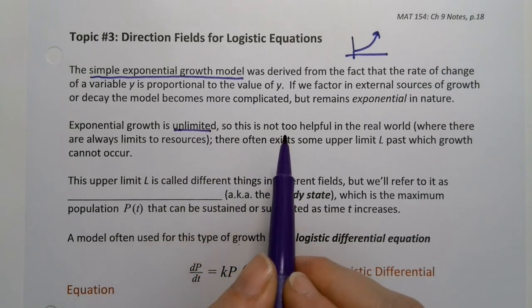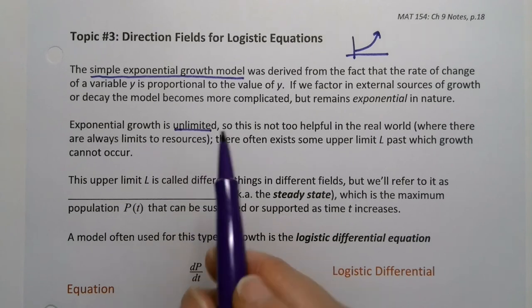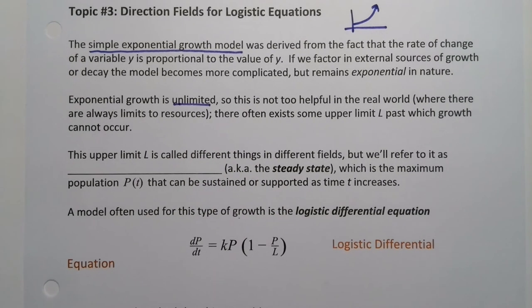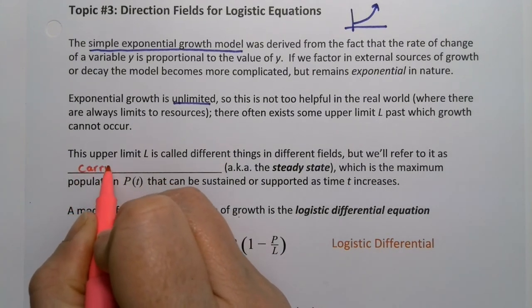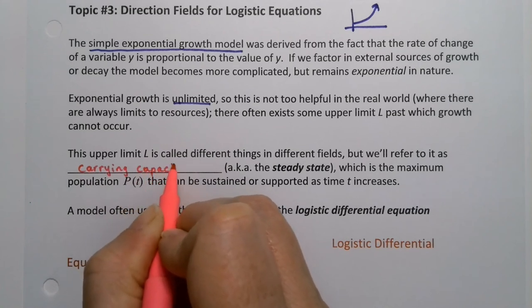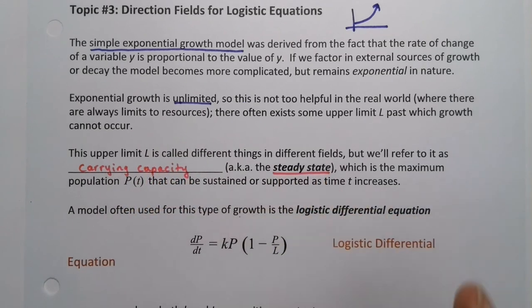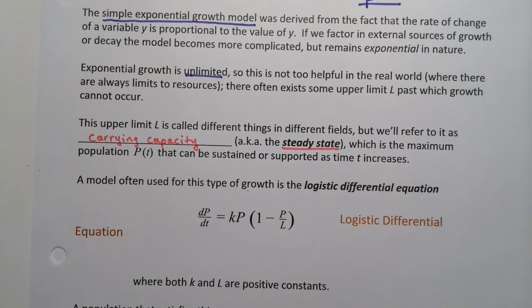It's not helpful for the real world because there's always limits to resources, always. And so that means that there's some upper limit past which growth cannot occur. And that upper limit is something we call the carrying capacity, also known as the steady state, which is the maximum population that can be sustained or supported as time increases.